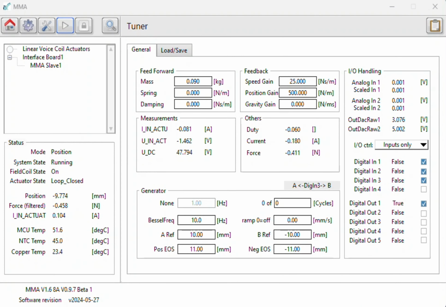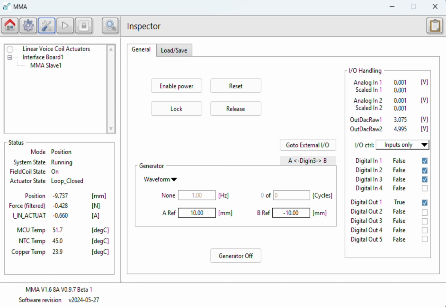The speed limiter is called the ramp and can be found here. The speed limiter is used to limit the maximum speed used in the setpoint trajectory. When set to 0, there is no limit set.